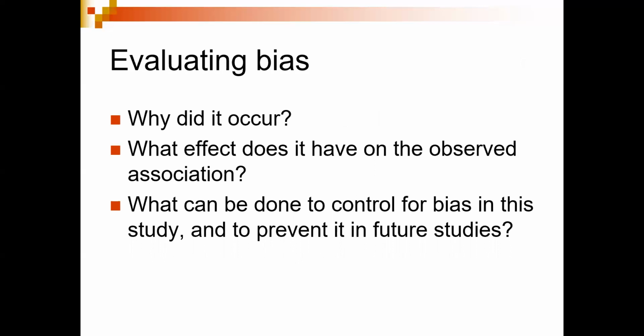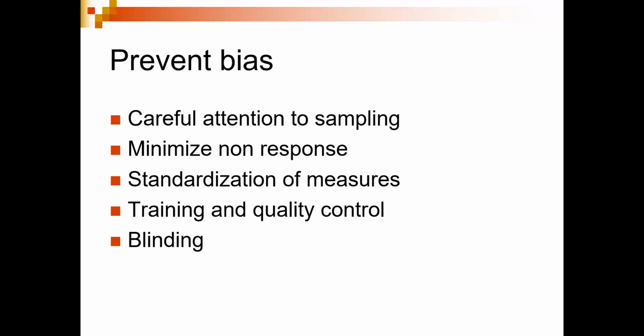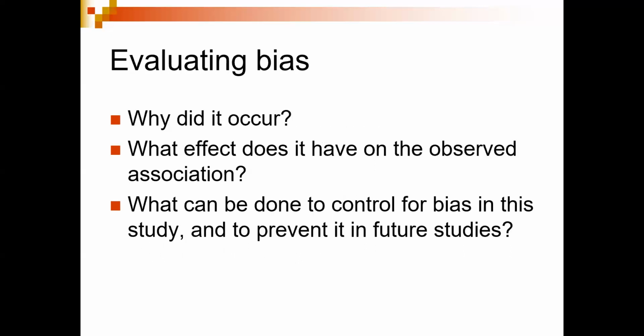So in terms of bias, what are the things you need to do with bias? You need to evaluate and see why it occurred, and what effect it has on the observed association. Remember, we discussed it depends, and with every bias we have, at some point you need to evaluate it so that you really understand what is going on. Then you can make sure you control it and prevent it.